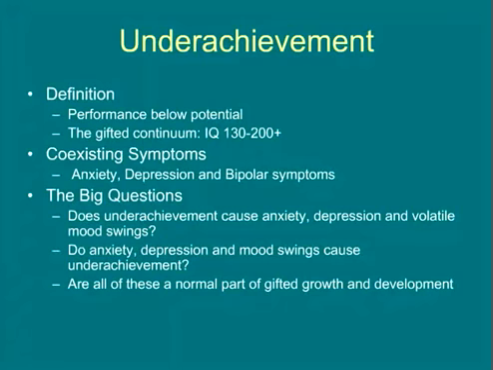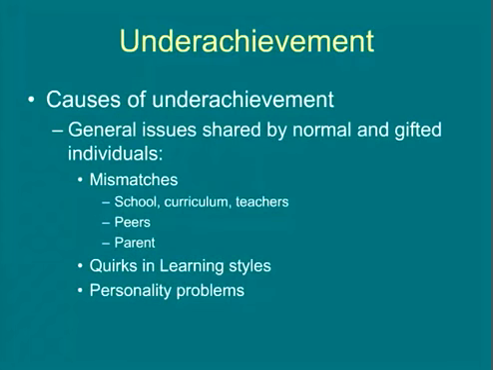What about the causes of underachievement? I'm sure many of you have read about this, but I thought I'd start off with, people who are not gifted can be underachievers too. And in general, the gifted and non-gifted individuals share these causes. There's a mismatch between the schools, between a curriculum that's not stimulating enough, teachers who don't really get it, peers who really don't get them, and parents who misunderstand or don't care about it. There are quirks in learning styles. As you go up the IQ scale, that becomes more and more of an issue, and there are personality problems. So the generally thought of causes are these mismatches, quirky learning styles, and what are called personality problems.